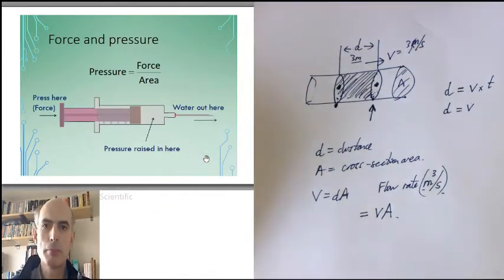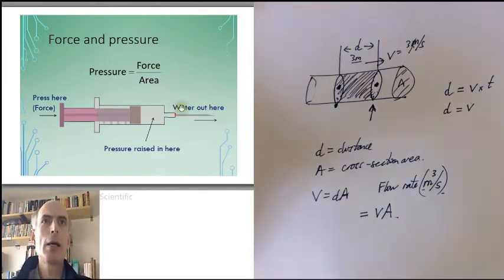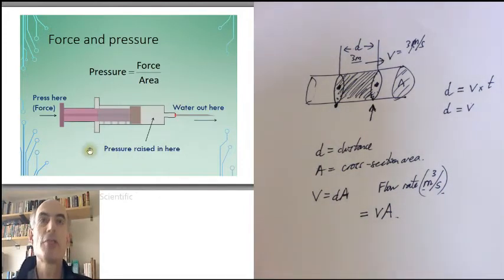On to pressure. Here we have a syringe. You press the plunger here, that increases the pressure of the fluid in the syringe, and that causes the fluid to leave out of the nozzle of the syringe. The pressure, as you may remember, is the force divided by the area. So it's the force being exerted on the fluid divided by the area over which that force is being exerted.